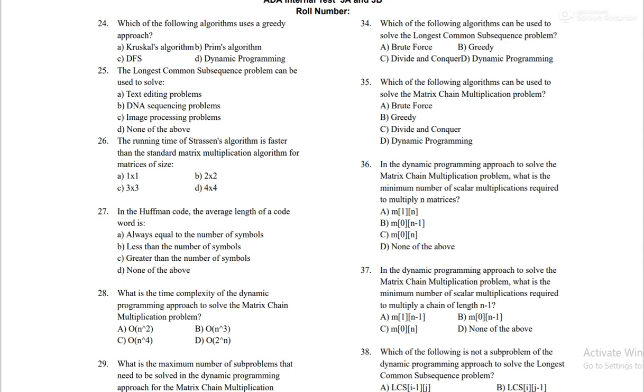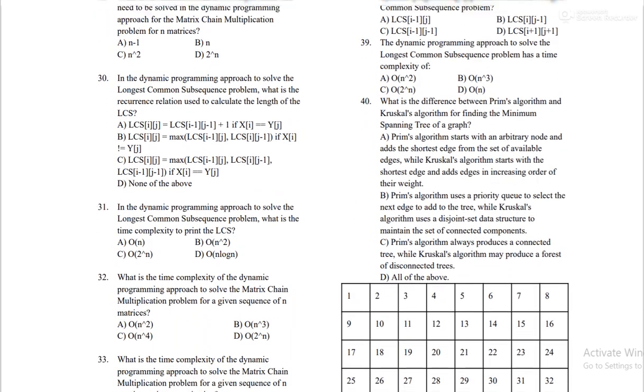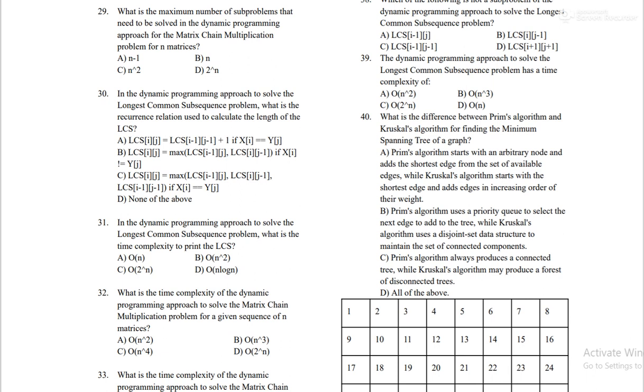Question number 29. What is the maximum number of sub-problems that need to be solved in the dynamic programming approach for the matrix chain multiplication problem for n matrices? The number of small problems which we have divided and need to solve in the matrix chain multiplication problem for n matrices is n square. That is, option C is the correct option, n square.